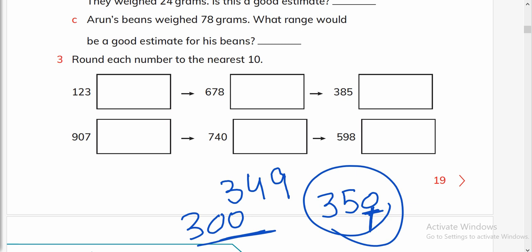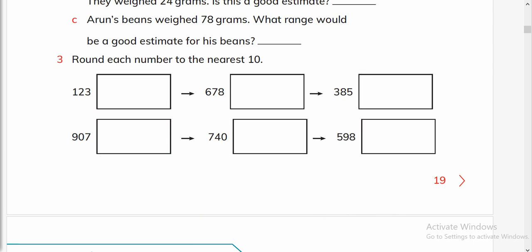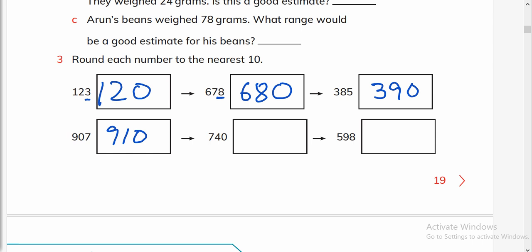Okay, so here they said that we have to round it to the nearest 10. So it will become 120 because it is less than 25. It is greater than 75. So it will become 680. It will become 390. It will be 910. 740 will be written as it is, and 598 would be 600.